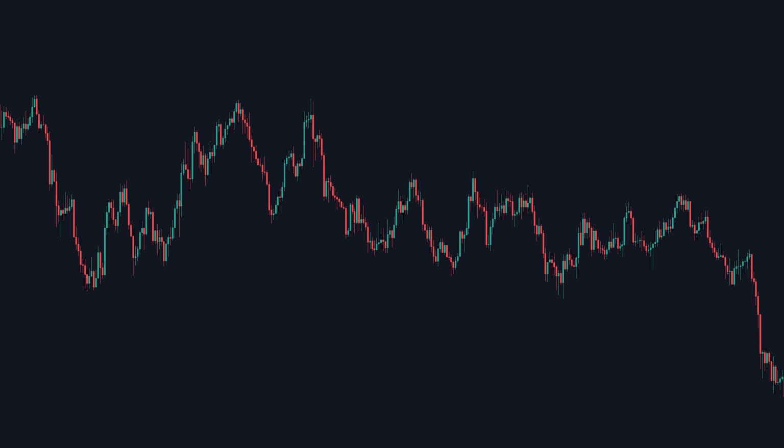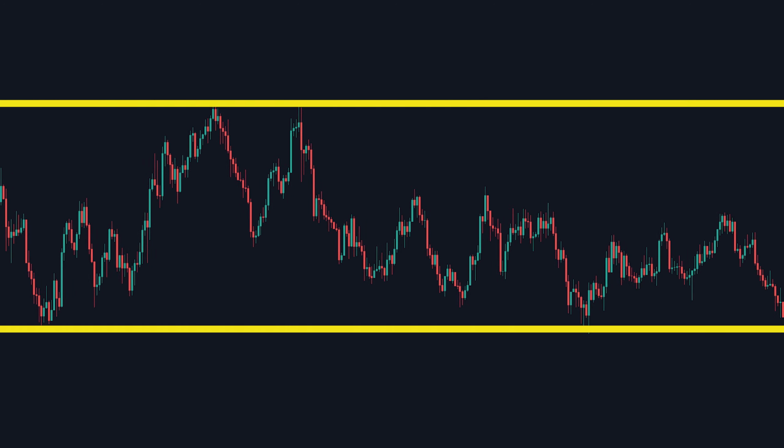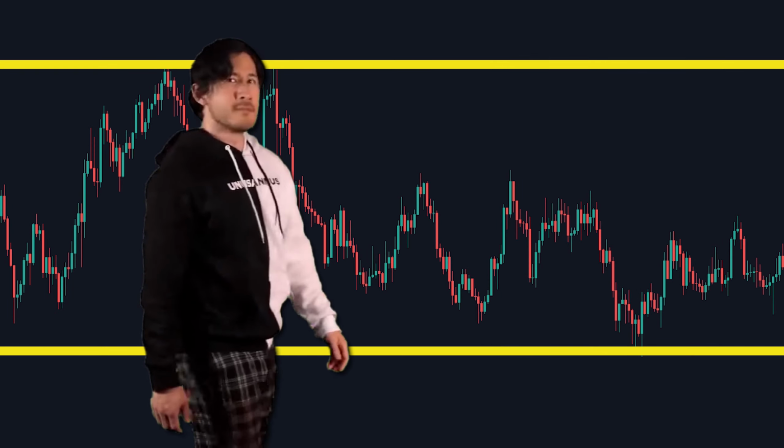If it's not obvious whether we're in an uptrend or a downtrend, that probably means you're looking at a consolidating market and you shouldn't touch it with a 6-foot pole. You don't want to be like this.